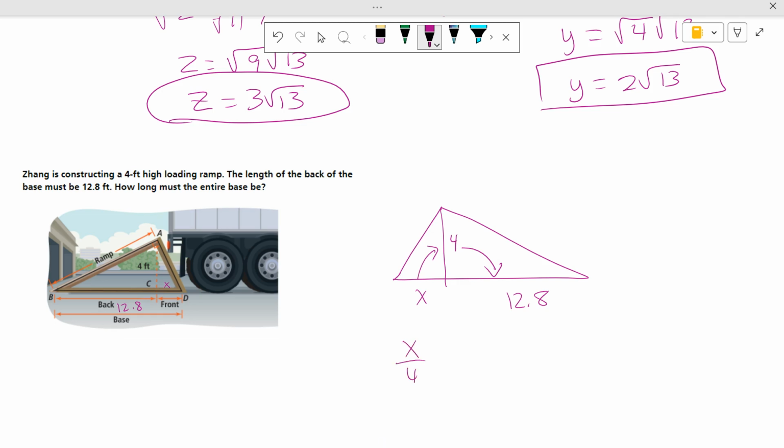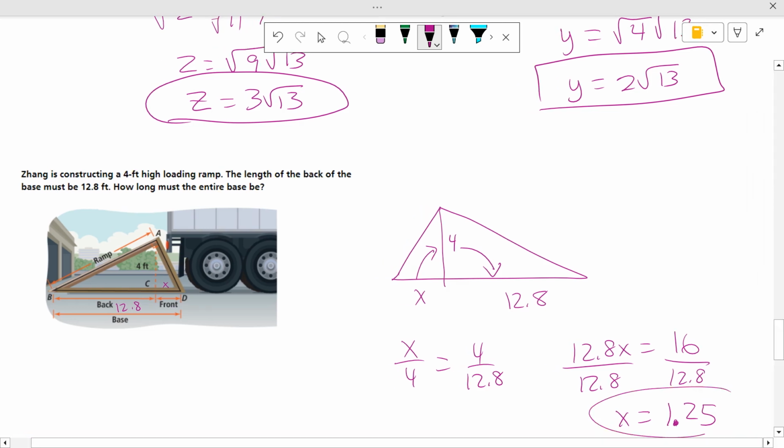So x over 4 equals 4 over 12.8. So 12.8x equals 16. Somebody with a calculator, take 16 divided by 12.8. It's going to be pretty small. 1 point something. What? 1.25. That's the missing thing.